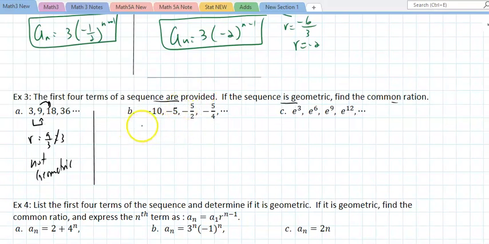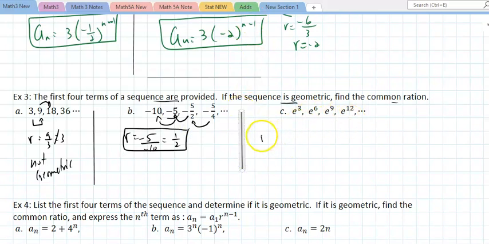How about here? Well, if this is geometric, then R should be any term divided by the previous term. So that would be 1/2. If I take negative 10 multiplied by a half, that's negative 5. Of course, the first is going to work. Multiply negative 5 by 1/2, that's negative 5/2. Multiply negative 5/2 by a half, that's negative 5/4. So yes, it is geometric, and there's R.